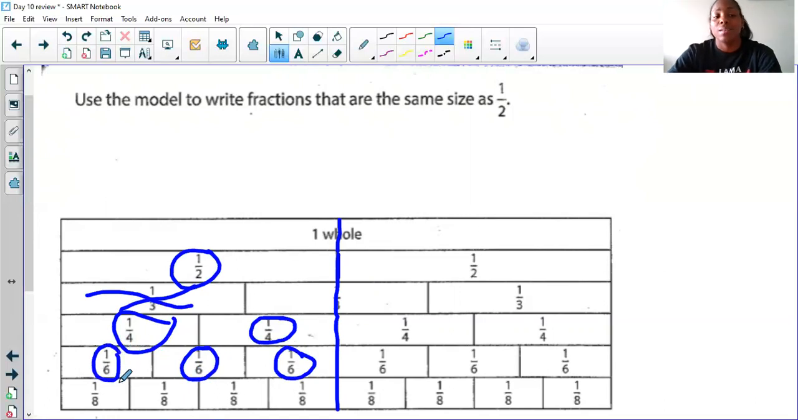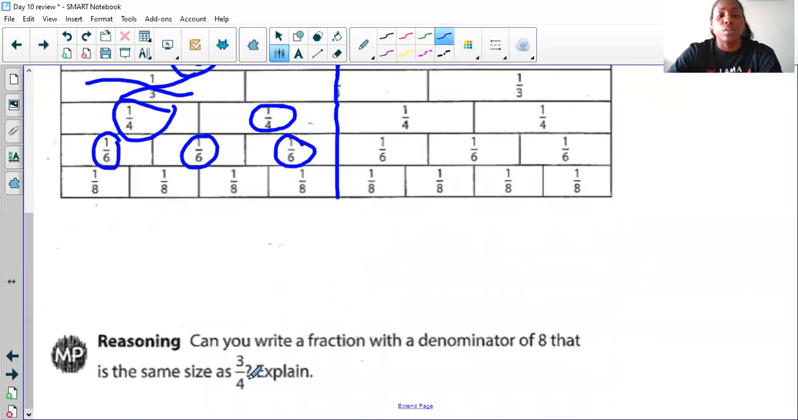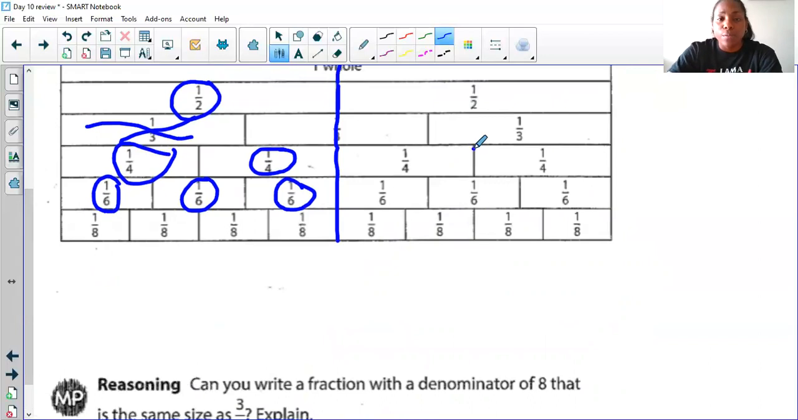And then if I take a closer look at these eighths. How many eighths does it take to equal 1/2? That's right, 1, 2, 3, 4 eighths. Now, if we take a closer look, it says, can you write a fraction with a denominator of 8 that is the same size as 3/4? So 3/4 would end right here. So I have 1/4, 2/4, 3/4. So I would need to count all the way to right there to see how many pieces that is.